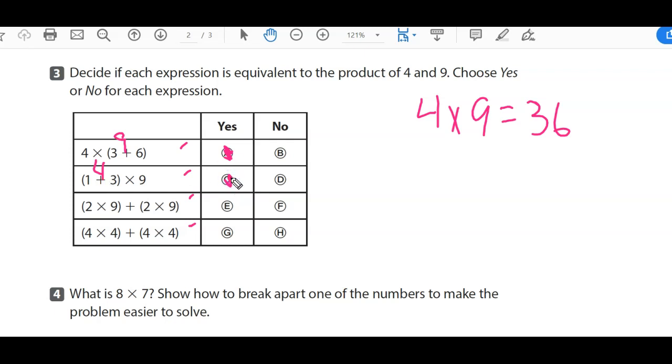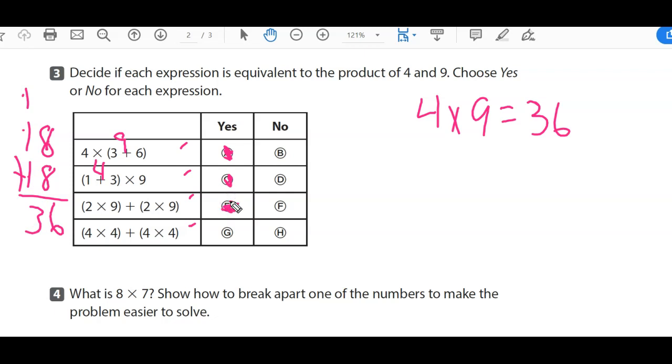Here I have to do both sides. So what's 2 times 9? 18. And then what's 2 times 9 again? 18. And I have to add those, right? Well, 8 plus 8 is 16. Put the 6 down, carry the 1. And then I have 1, 2, 3. Does that equal 36? Yes, it does.